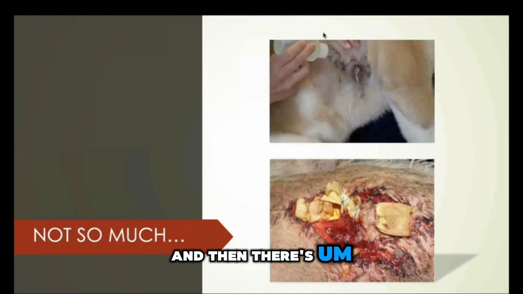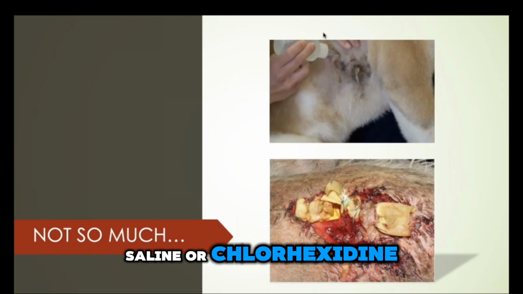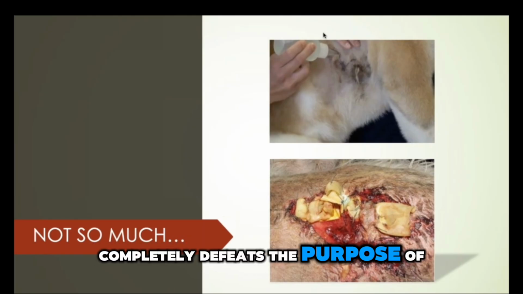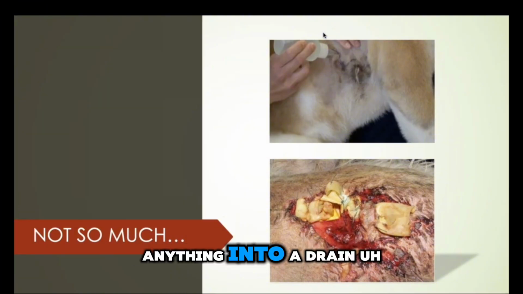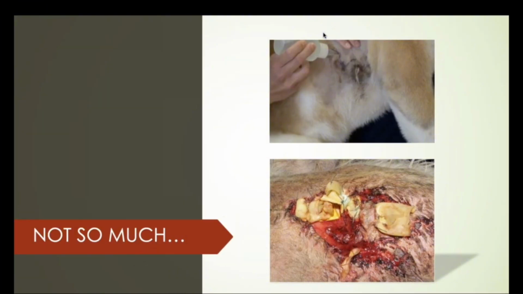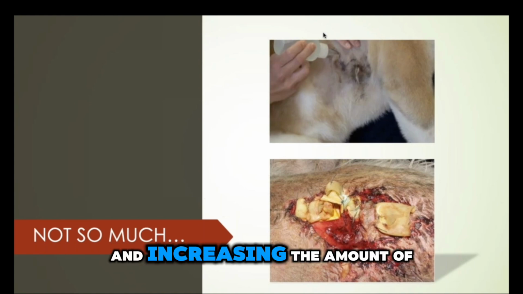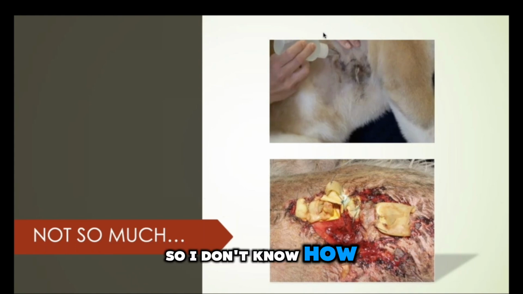And then there's using a drain as a mechanism by which we can flush saline or chlorhexidine or antibiotics into a wound, which completely defeats the purpose of a drain. We never want to flush anything into a drain because the whole goal of using the drain is to minimize dead space, which if we're flushing something into the entry hole, we're increasing the amount of fluid and increasing the amount of dead space. So I don't know how much that happens anymore.